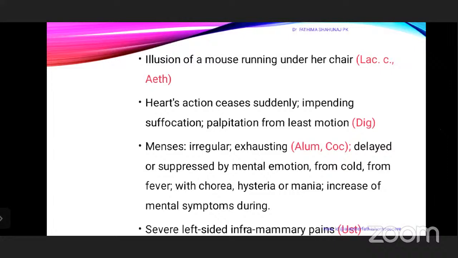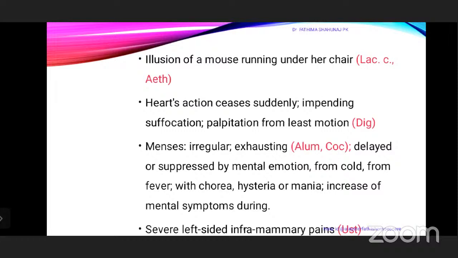Then severe left-sided inframammary pain will be seen in both symptoms. This is then compared with Ustilago. Also between periods, there is a constant suffering under the left breast at the margin of the ribs. So in the female, the severe left inframammary pain is also felt in Ustilago, where the pain is mainly under the left breast and at the margin of the ribs. So these are the main comparative symptoms.